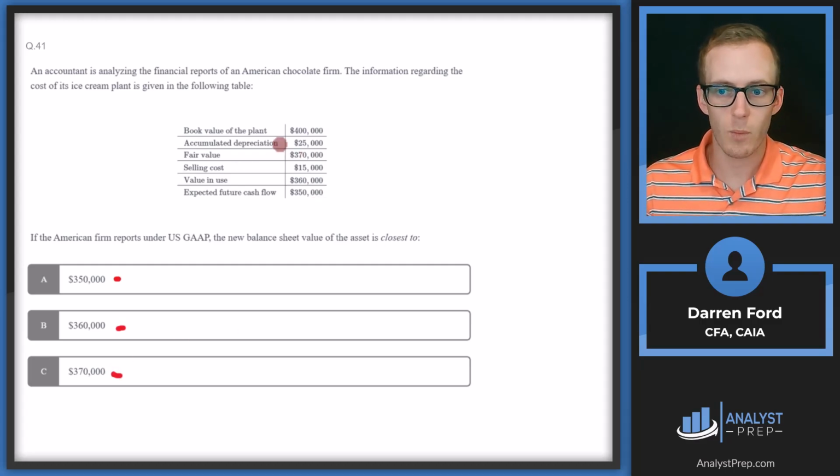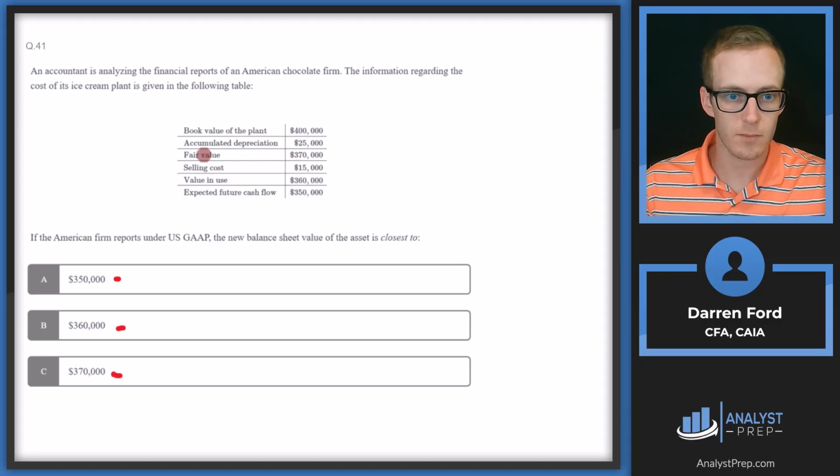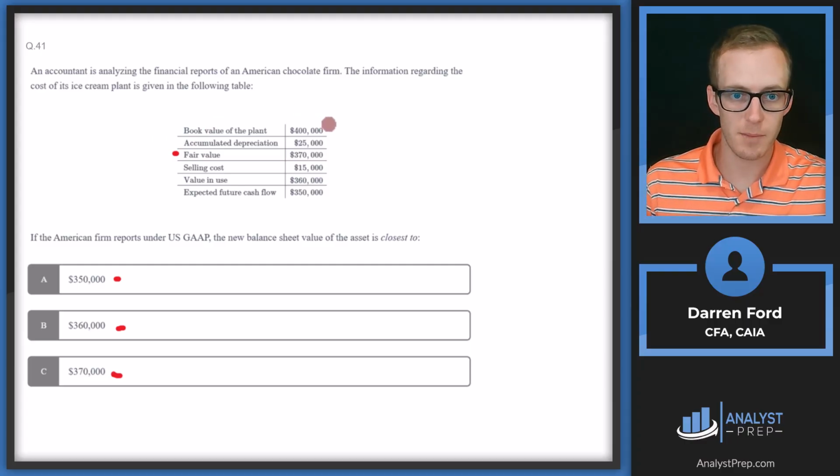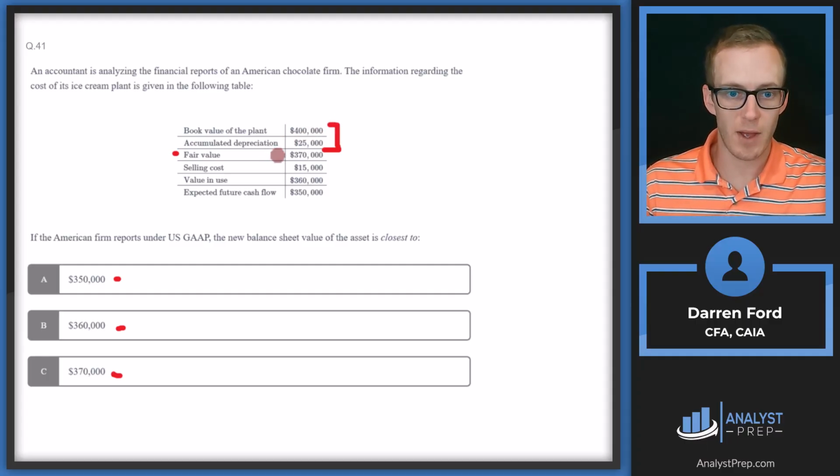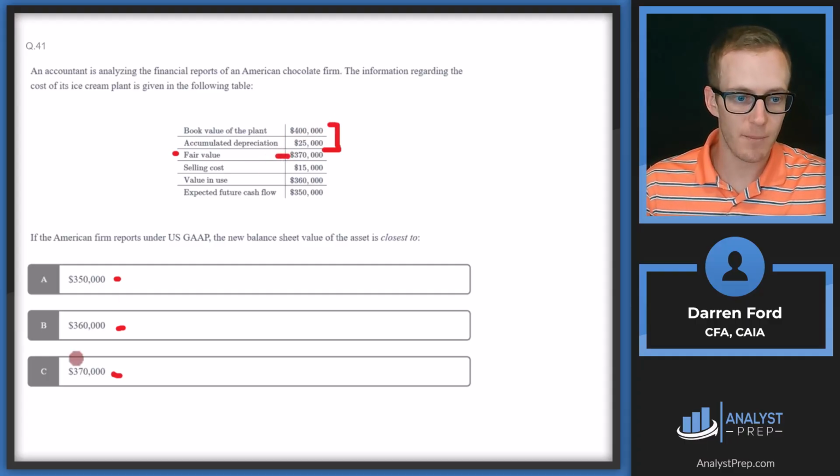So under US GAAP, we are always going to hold the lower of fair value or carrying value. Our carrying value is going to be book value minus our depreciation, so 375. And so since our fair value of 370 is going to be lower than that, our carrying value is going to be greater than our fair value. So we're going to report this at C, fair value, $370,000.